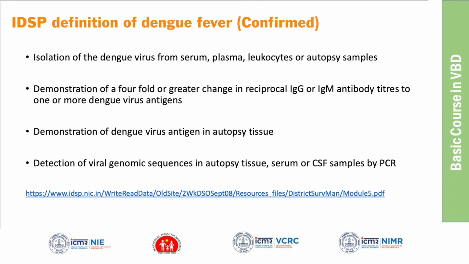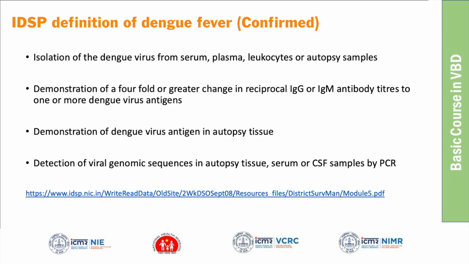So these are probable. And this is the IDSP definition for confirmed dengue fever: isolation of dengue virus from serum, plasma or autopsy samples, or any fourfold rise in titers. If we have paired specimens, usually in dengue we call them acute samples and convalescent samples. The acute sample is what you collect within 5 to 7 days. After collecting the first sample, if you collect another 7 to 14 days later, that is called the convalescent sample. So we collect 2 samples.